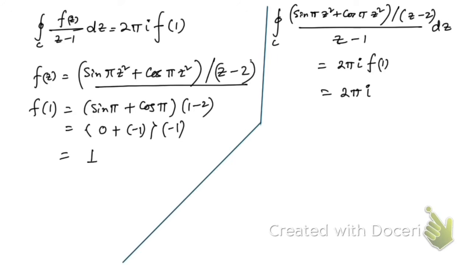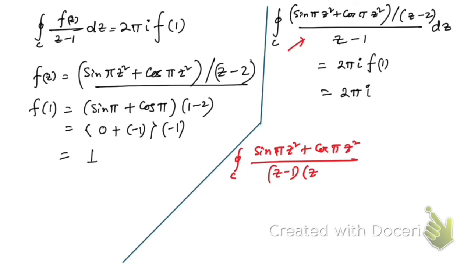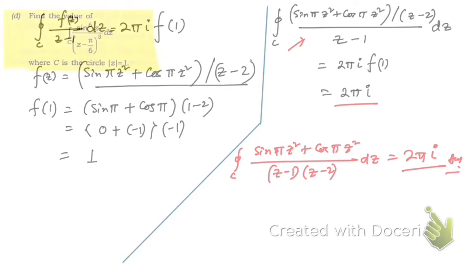So here you see, this is nothing but this one: integration along C of (sin πz² + cos πz²) divided by (z − 1)(z − 2) dz is equal to what we have got, 2πi. So this is the answer. So hope you have understood. Question number 3D.